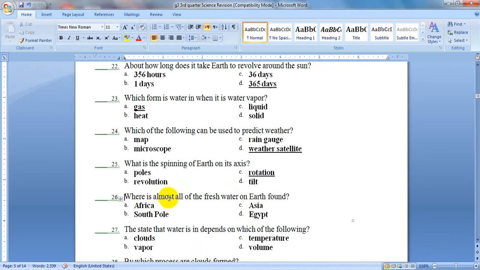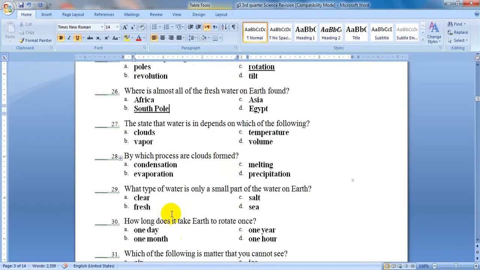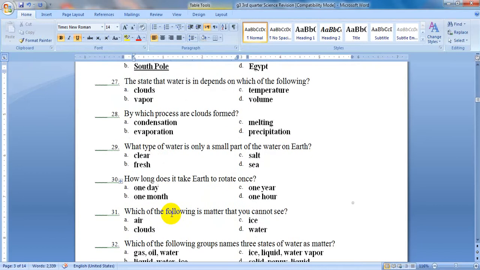The next question, 26. Where is almost all of the fresh water on Earth found? Is it found in Africa, South Pole, Asia, or Egypt? We said that most all of the fresh water is found in the South Pole, and it is frozen. That's why we have to conserve or save the liquid fresh water which we have on Earth.